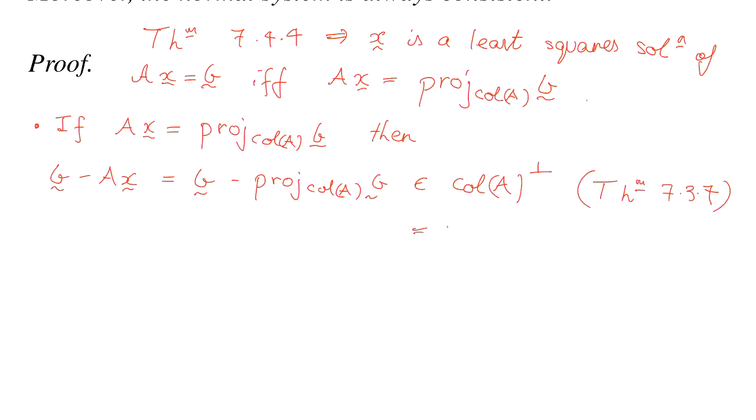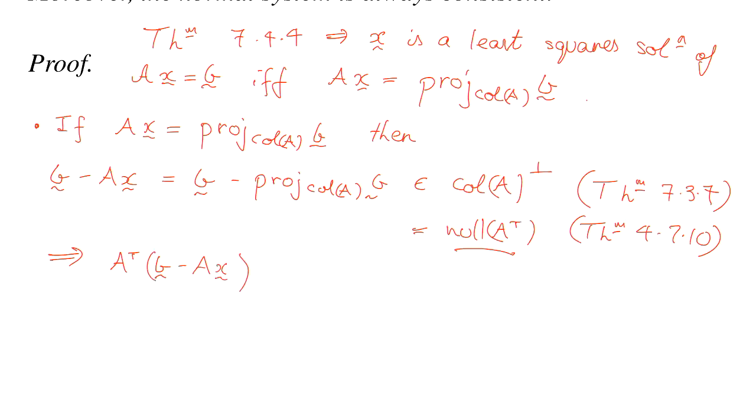But the perp of the column space, we know, is the null space of A transpose. This was theorem 4.7.10, I think. You can double check. So B minus AX lives in the null space of A transpose. And what does that mean? It means, just by definition of null space, if I hit B minus AX with A transpose, I get 0. And I rearrange that, and I've got precisely the normal equations.